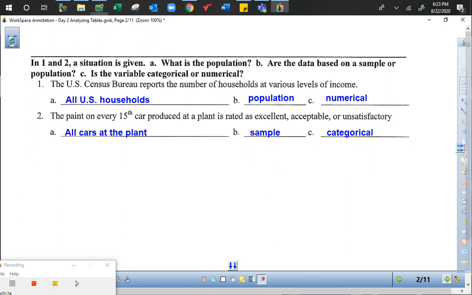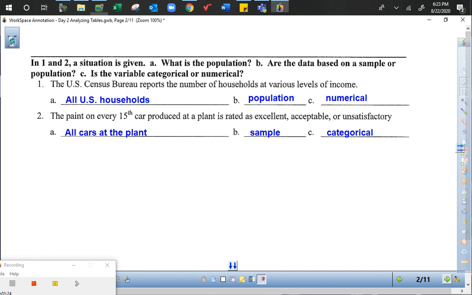Now, remember when we talked about different levels of income, if you have a table where those are grouped together and specifically goes from this value to this value, that would be categorical. Okay, so just remember, sometimes intervals, even though they look like numbers, really aren't. Okay, this one's specifically talking about the number of households.